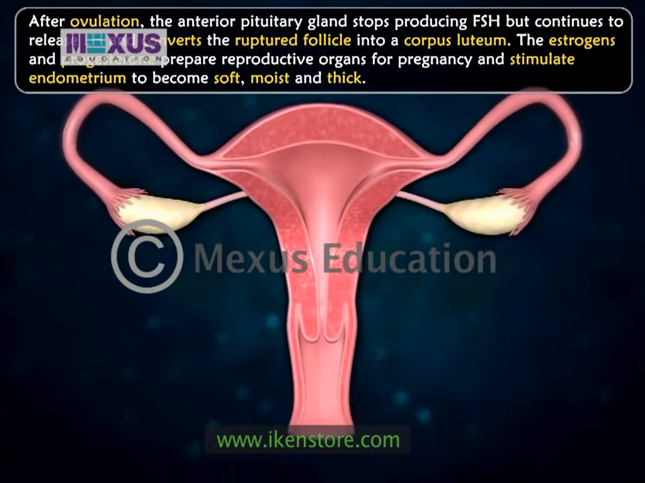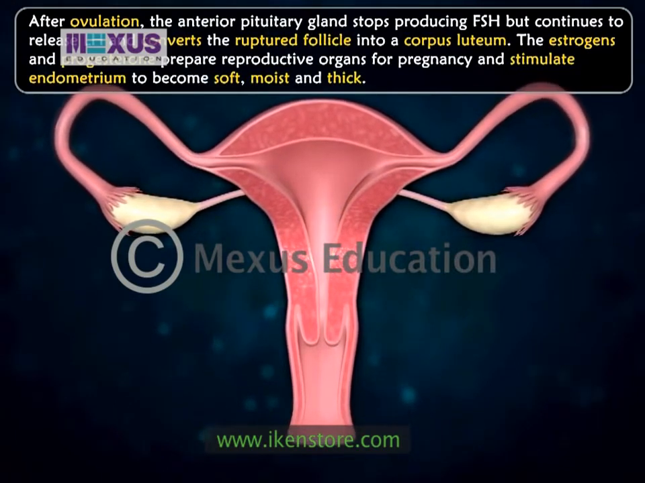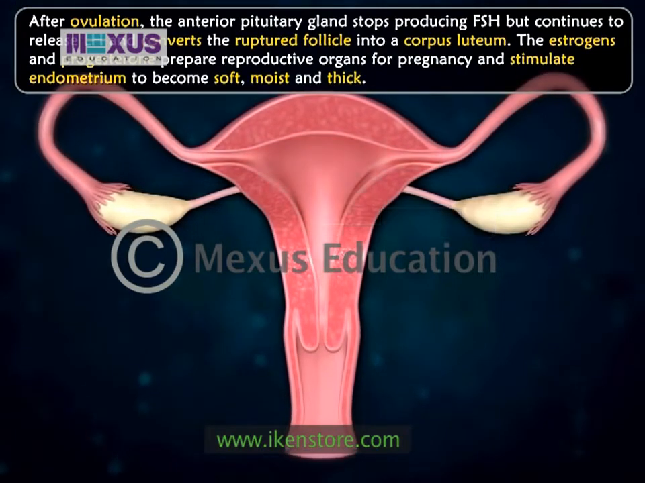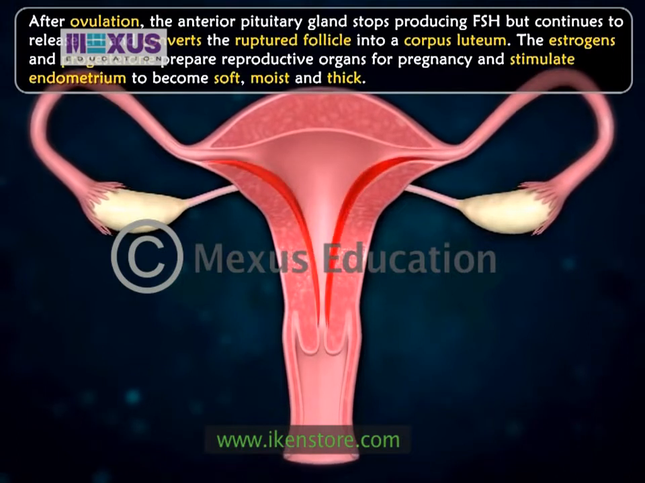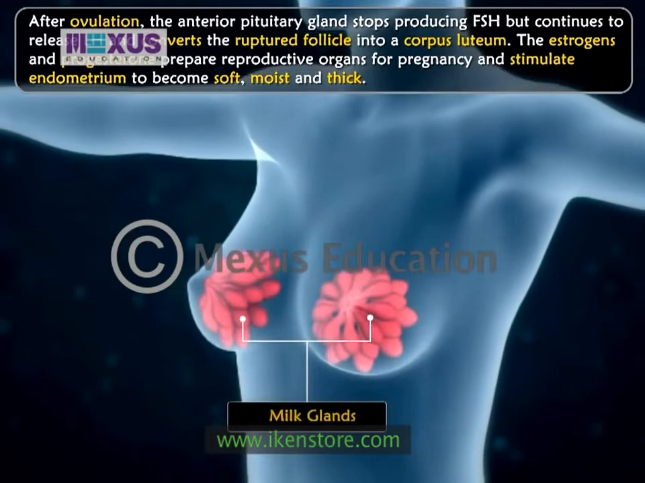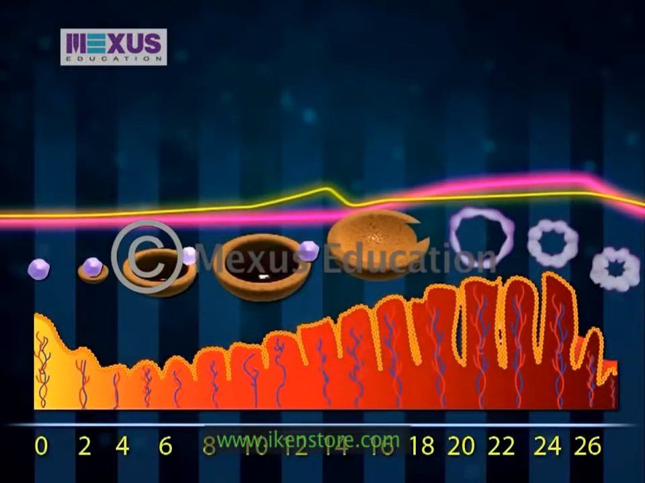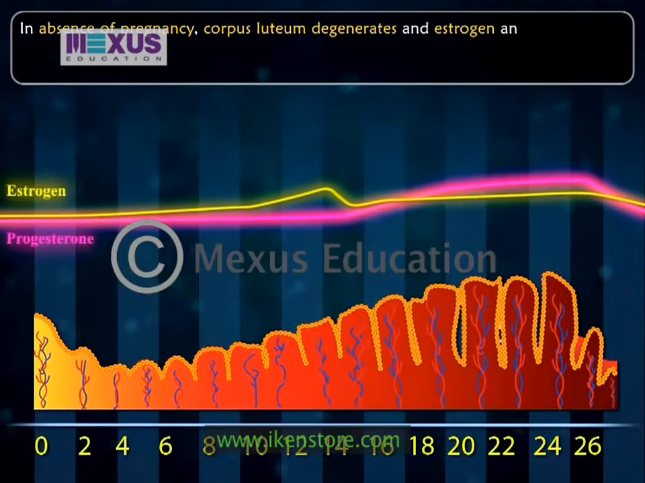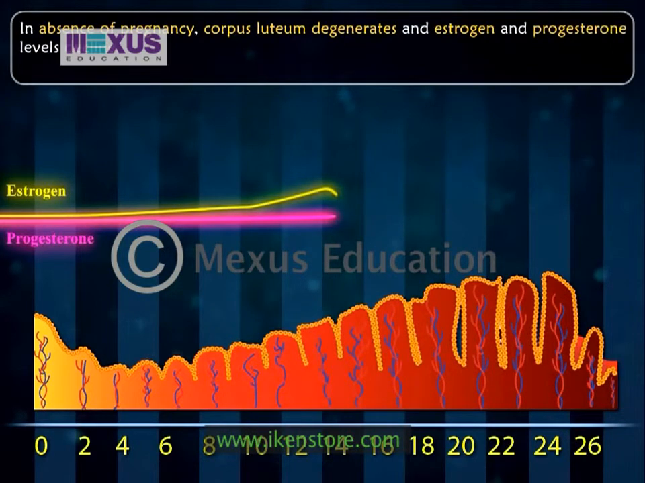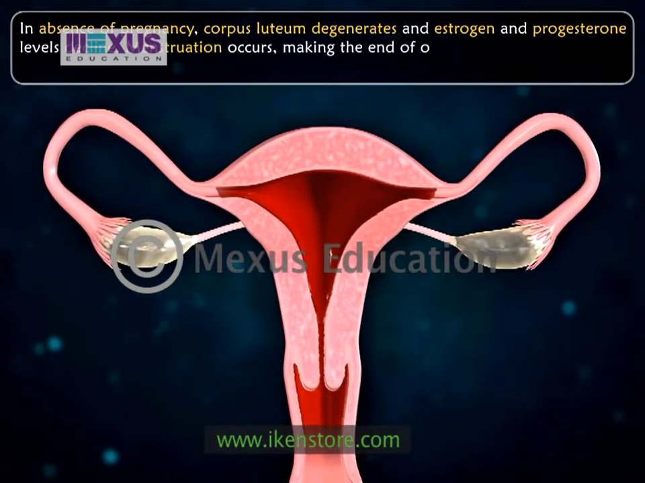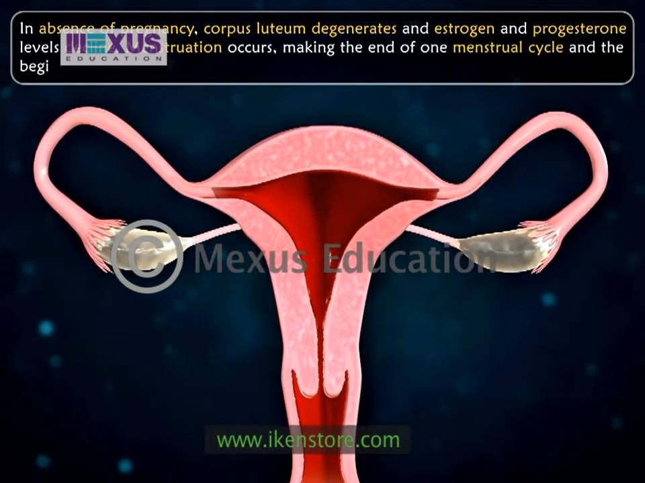Progesterone increases the volume of muscles and blood vessels in the walls of the uterus, stimulates activity of mucus glands in endometrium, and causes milk glands to develop in breast. In absence of pregnancy, corpus luteum degenerates and estrogen and progesterone levels decline. Menstruation occurs, marking the end of one menstrual cycle and the beginning of another.